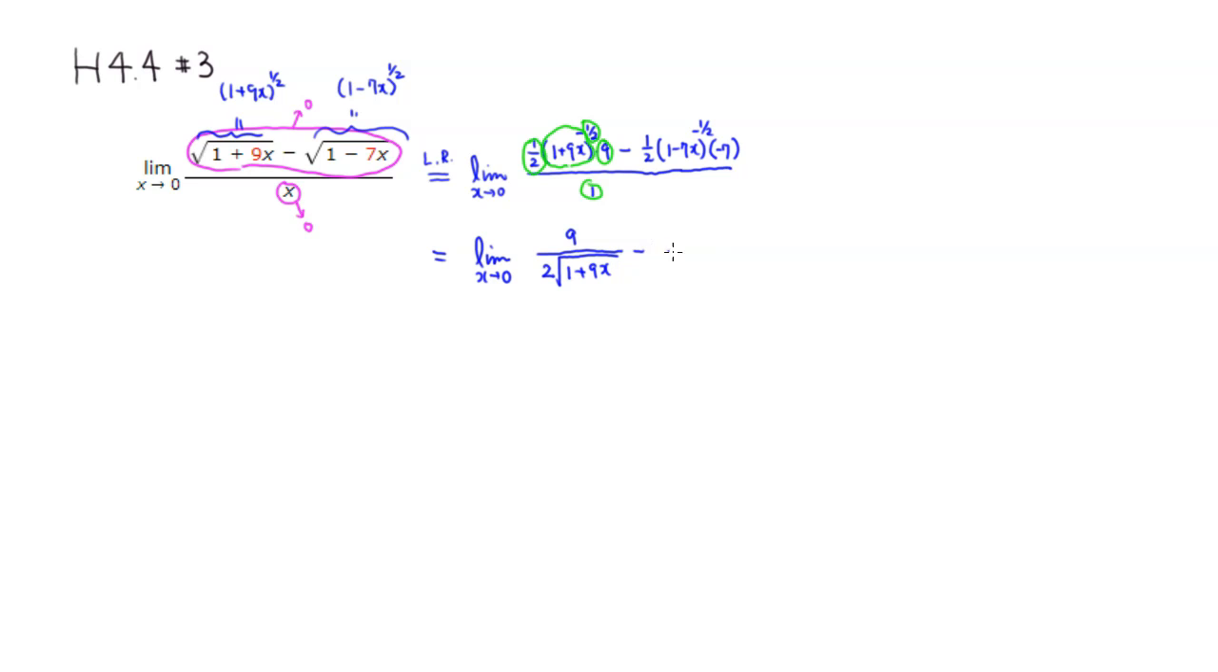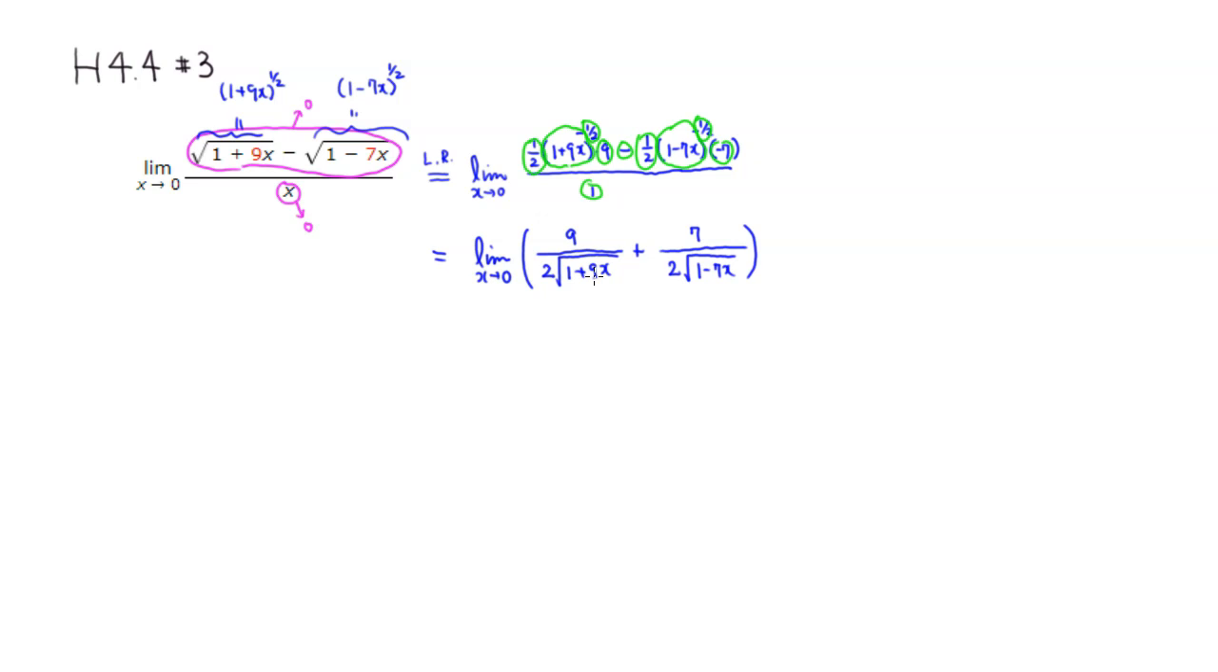And a minus, same way. We have negative 7, so it's going to be plus 7 on top, and we have 2 on the bottom, so we put 2 there. And then again you have a negative power, so 1 minus 7x goes on the bottom, and then we have a 1/2 power, so we put the square root there. So we're taking the limit of this.